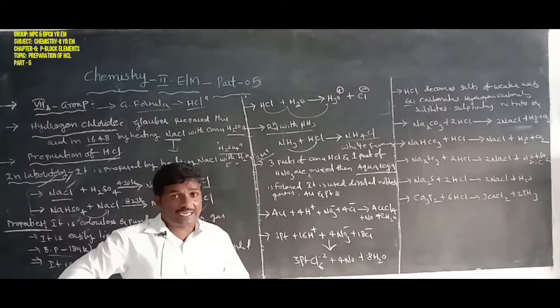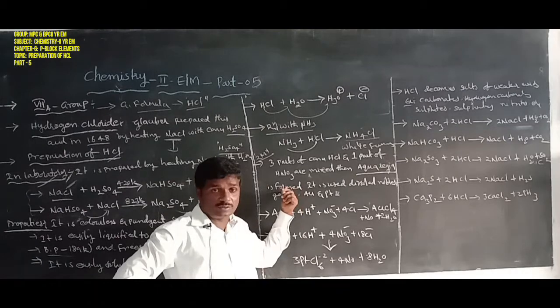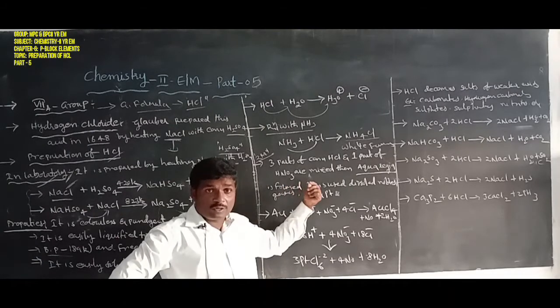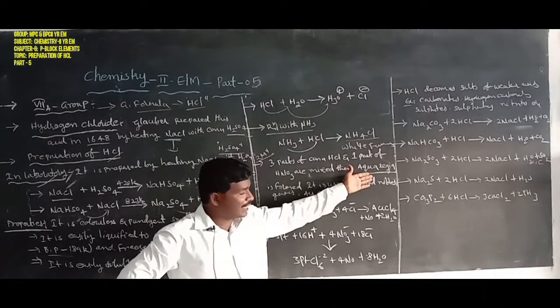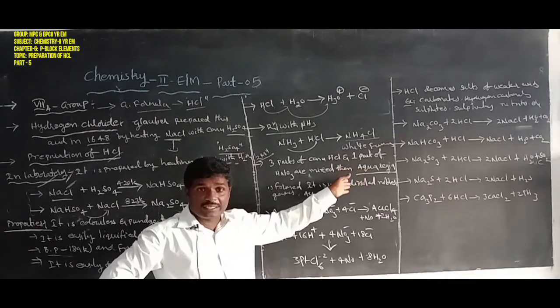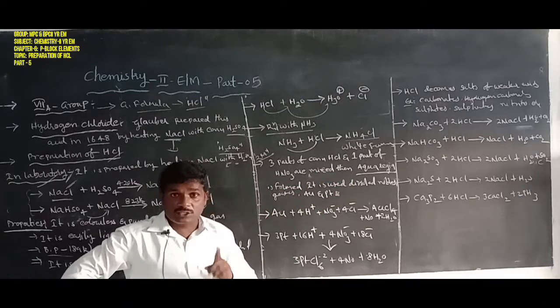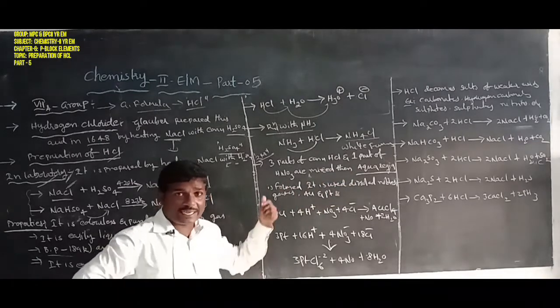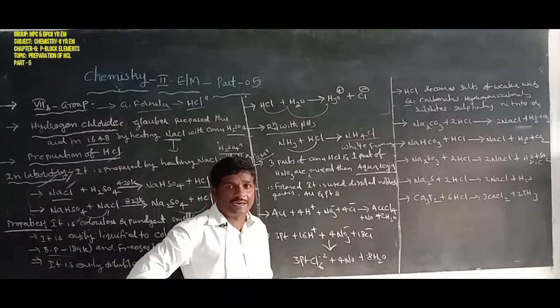3 parts of concentrated hydrochloric acid and 1 part of nitric acid, also known as HNO3. The 2 compounds are mixed to form aqua regia. What is aqua regia? 3 parts of concentrated hydrochloric acid mixed with 1 part of concentrated nitric acid. Those 2 mixed are called aqua regia.